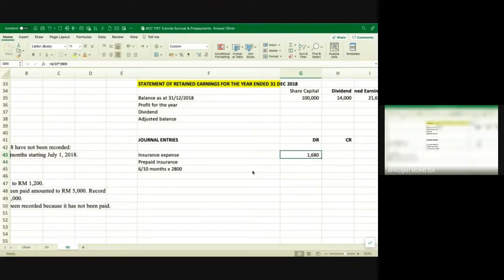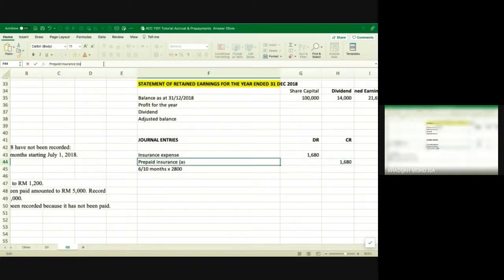So you're going to debit your insurance expense, and you're going to reduce that from your prepaid insurance. Why do you credit your prepaid insurance? Remember, prepaid insurance is an asset. So now you are reducing your prepaid insurance because the amount is now reduced by 1,680. Insurance expense is an expense, debited because it reduces part of your owner's equity. That's why it's debited.